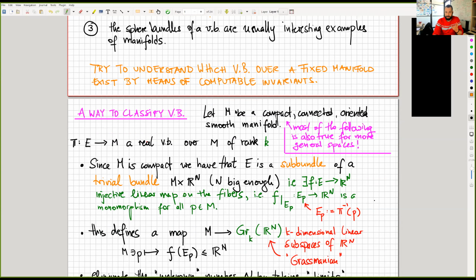Right, so we take this compact connected oriented manifold, and we take a real vector bundle over M of rank k. I didn't define what a real vector bundle is, but it's the usual notion, right? You have a covering of your manifold by open sets, and you demand that over every open set the vector bundle is trivial. So this is something like the open set times R^k in this case. And you demand also that the transition functions of two overlapping open sets of your covering should consist of linear transformations of the fiber.